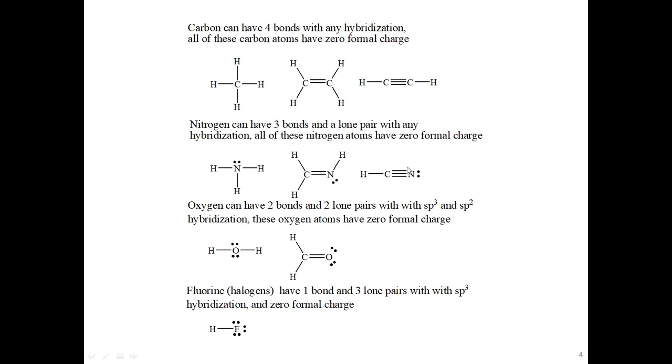This nitrogen has 2 extra bonds between here. Those would be pi bonds. So the hybridization would be sp, and the formal charge would be 0.